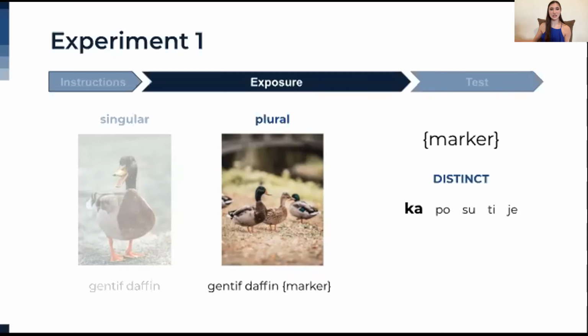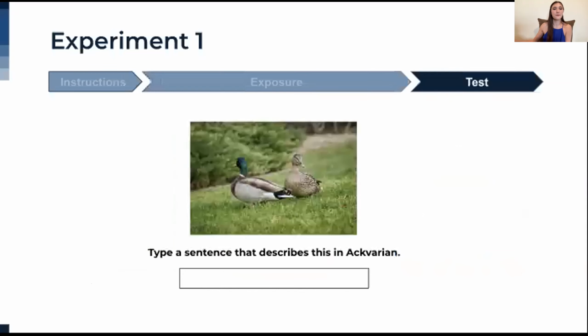So in the distinct condition, each of the 5 possible markers were distinct in that they didn't resemble each other or typos. The marker in bold, ka, is the dominant marker, which is heard in 60% of plural trials. And the other markers are noise markers and were each heard in 10% of plural trials. Participants in the typo condition also received a dominant marker 60% of the time, but their noise markers were designed to resemble possible typos that someone would have been likely to commit on a keyboard.